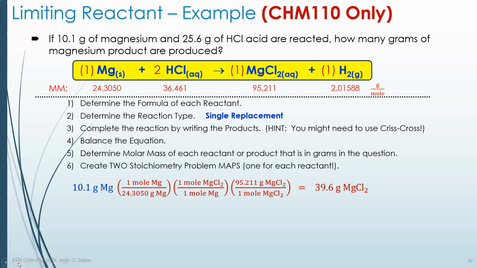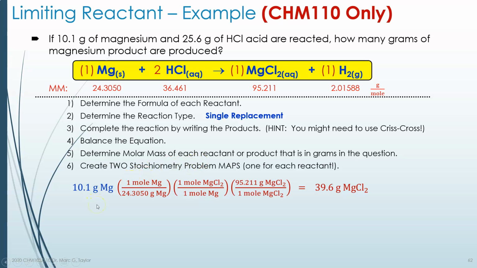So for magnesium, we're going to change our magnesium grams to magnesium moles. That's the first conversion factor shown here. Then we turn moles of magnesium to moles of magnesium chloride. Well, that's easy. It's a 1-to-1 ratio. And then we turn moles of magnesium chloride to grams of magnesium chloride using its molar mass. And we find that 10.1 grams of magnesium with enormous amounts of HCl available produces 39.6 grams of magnesium chloride. That's only if we had an enormous amount of HCl.